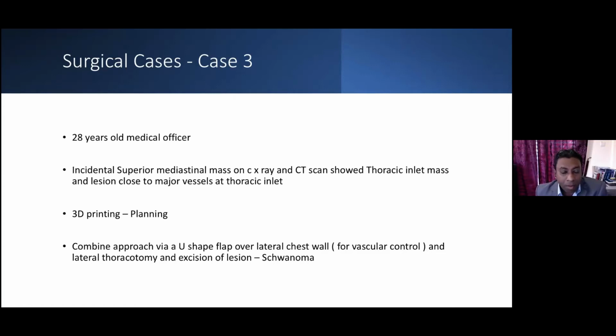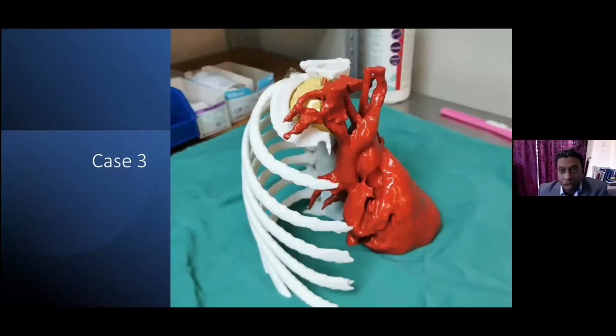But here on the CT scan, we noted a lot of major vessels that were close to it. So we decided to do 3D printing, which came in handy for our planning. And we did a combined approach via a U-shaped flap over the lateral chest wall on the right side for good vascular control and a lateral thoracotomy to remove the lesion in whole, and the HP came back as schwannoma. So you can see here how 3D printing has helped us. And this was all done in recent times.